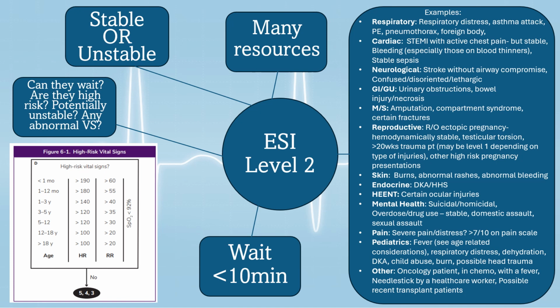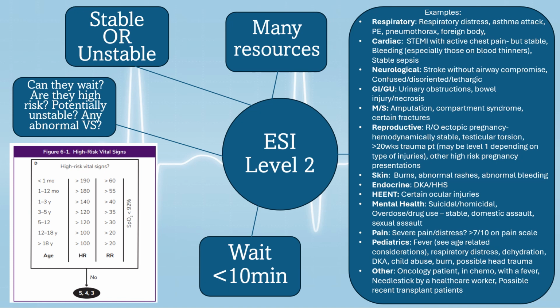Mental health, your suicidal, homicidal, overdose patients should always be level 2. Domestic assault, sex assault, again, many resources. You might need multiple staff taking care of these patients. And when you're considering domestic assault, sexual assault, they could be a level 2 for security reasons. They could be a level 2 if they're unstable due to trauma. But certainly the suicidal, homicidal, and overdose should always be a level 2.